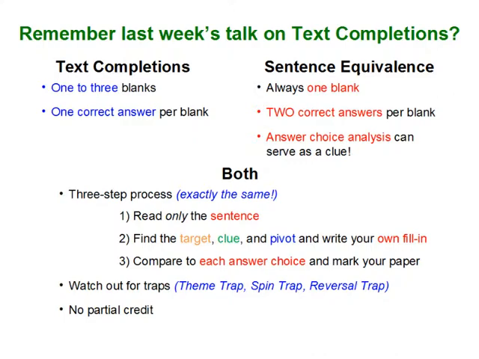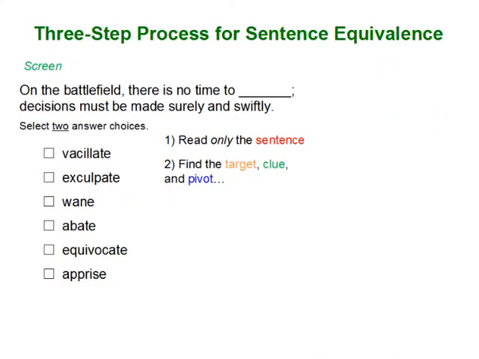And just like text completion problems with 2 or 3 blanks, you get no partial credit. You must get both correct answers in order to receive credit for the problem. So here's what they look like. I'll give you a moment just to check it out. Notice there are 6 choices, and 2 of them are going to be correct. Read only the sentence, ignore the choices, and now let's look at targets, clues, and pivots.